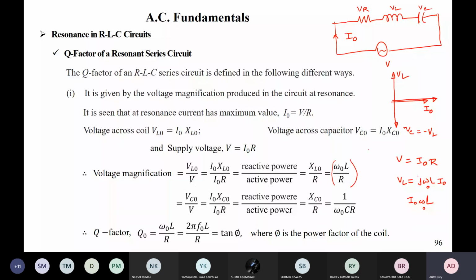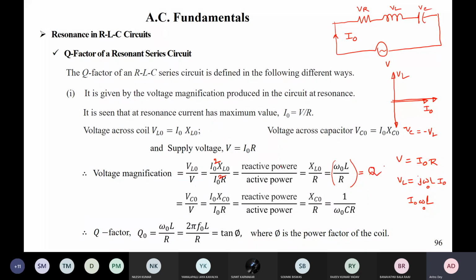So we can write VL0 by V, and that is equal to I0 into XL0 by I0 into R. We can also write I square XL0 and I square R, which is your reactive power and this is your active power. So it is also the ratio between reactive power and the active power. That also you can call a quality factor. So this is your Q when you take VL.